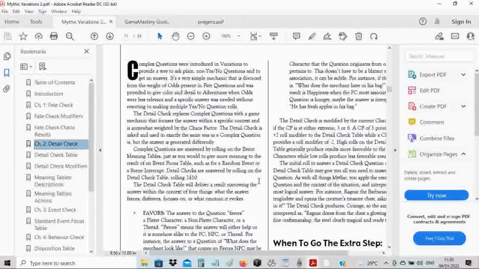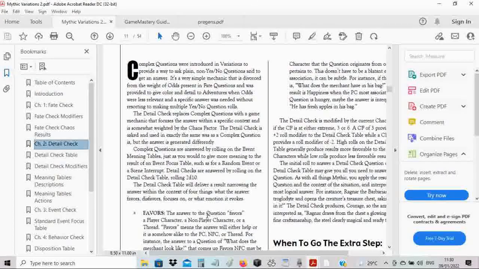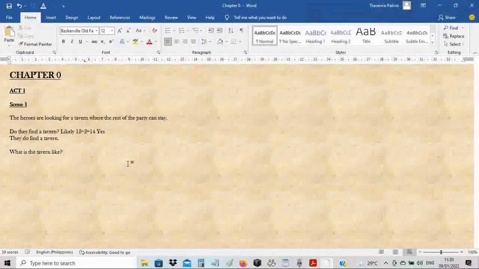Again, we must roll a 2d10, or two 10-sided dice. Okay, 12. What is 12? This favors NPC. Okay then, let's list that down. Thing is, we don't know what this could mean, and that's where the meaning tables come in. Now, this favors NPC, this just means that it's not good for any NPCs that might be around.